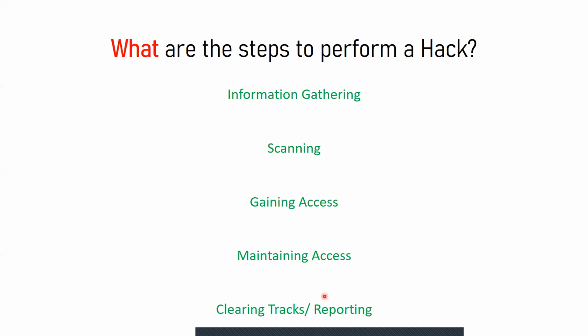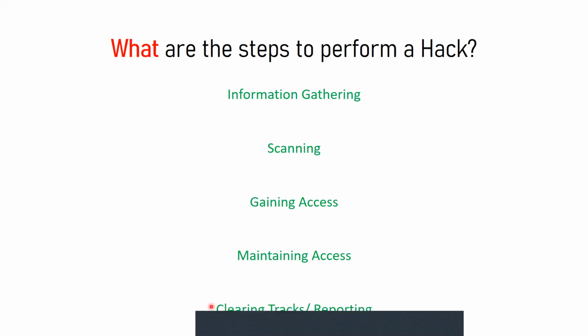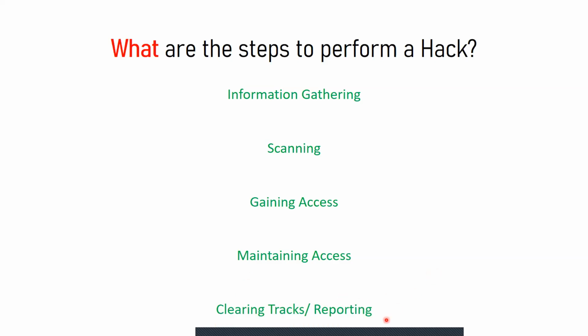If you are a hacker, you will go with clearing tracks. If you are an ethical hacker, you'll go with reporting. So clearing tracks is for hackers. Whenever someone is doing some mistake, they want to clear their track. If someone is trying to rectify the mistake, they'll go with reporting. So who is doing the mistake is the hacker, and who is rectifying the mistake is the ethical hacker. So the last step depends on the person who is going with all these things.